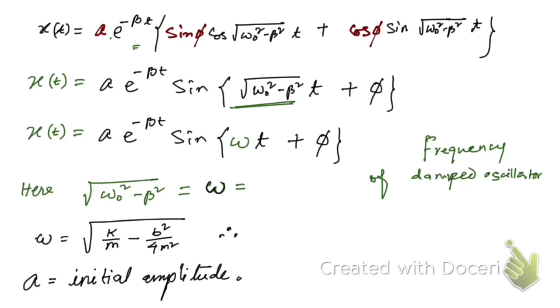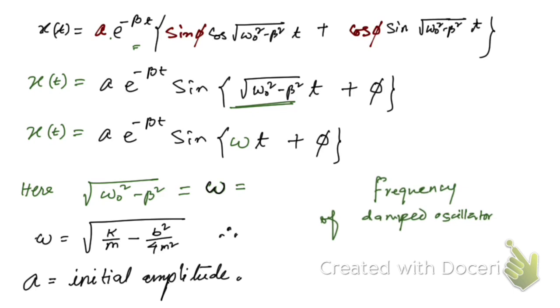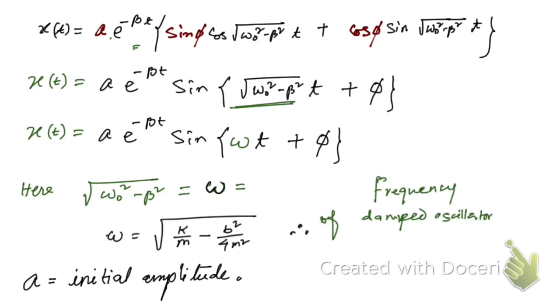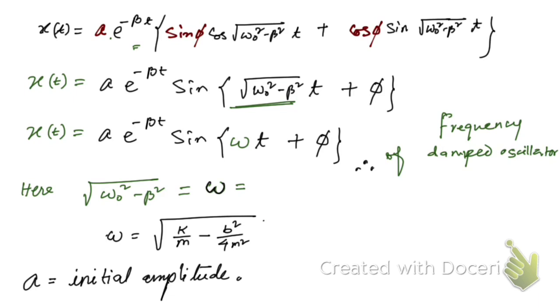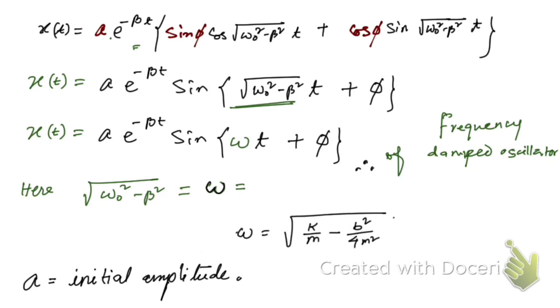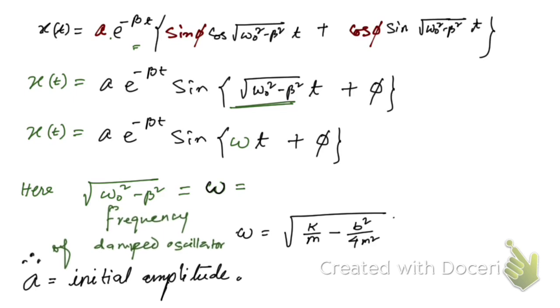This is the angular frequency of the damped oscillator, right? Therefore, the frequency of the damped oscillator, nu, will be equal to, we know nu is equal to omega by 2 pi.